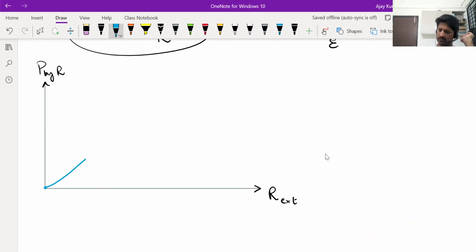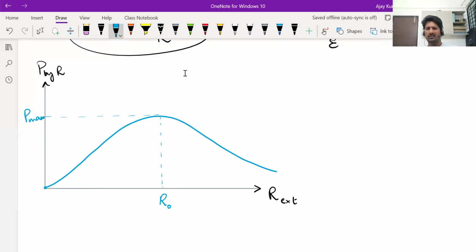So it should be somewhat like this, and then tend to 0. So there will be some value of external resistance for which the power it dissipates is maximum. This is what is the maximum power dissipation theorem. And if you know it already, you tell me how much should be the external resistance for which power dissipated is maximum?